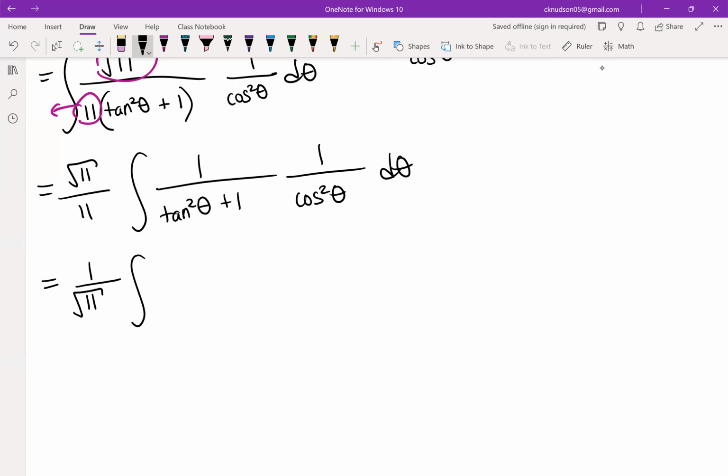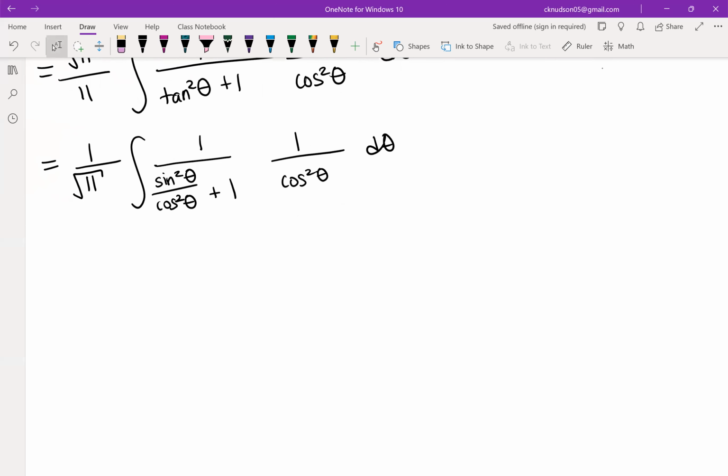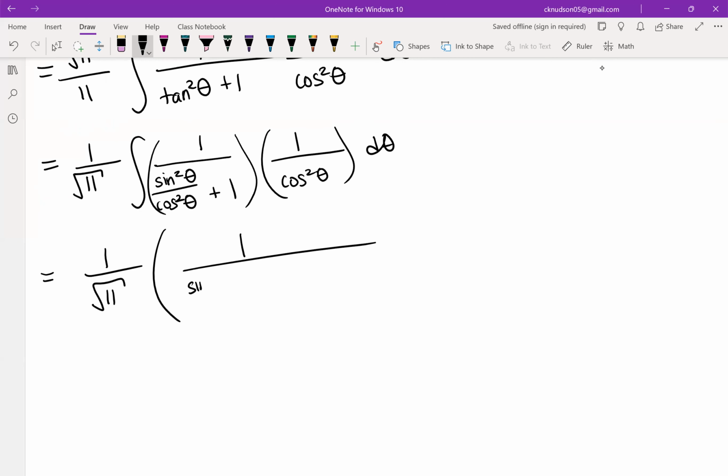Now let's look at what we're integrating. We have tan squared of theta here, but we know that tan is equal to sine over cosine. So let's rewrite tan squared as sine squared over cosine squared. And then the cosine squared stays there. Now we multiply these two fractions by each other. And so we get 1 over sine squared of theta over cosine squared of theta times cosine squared of theta. And then we have 1 times cosine squared of theta.